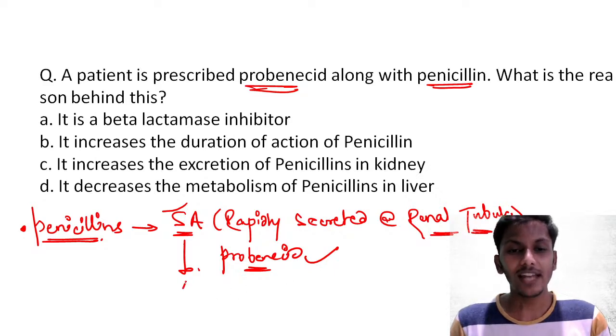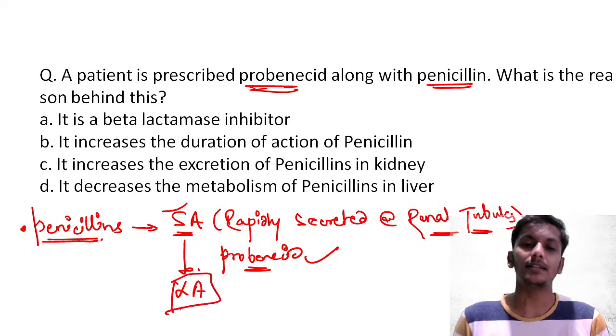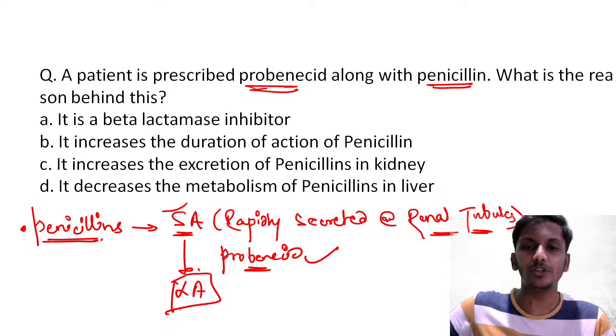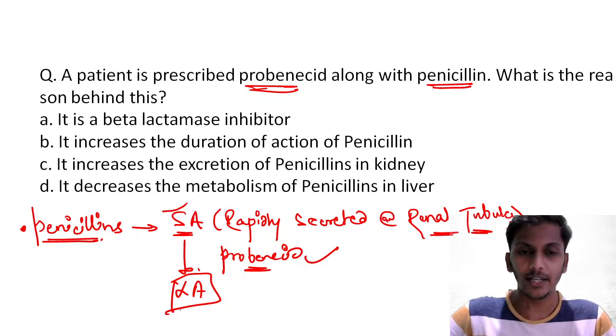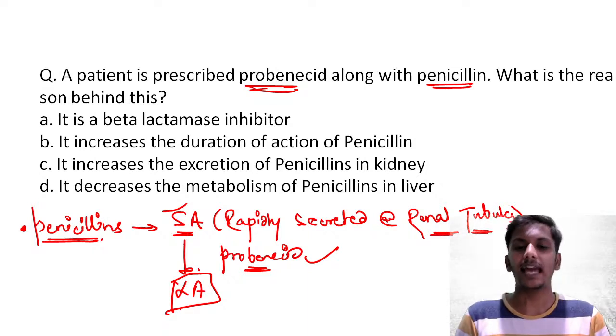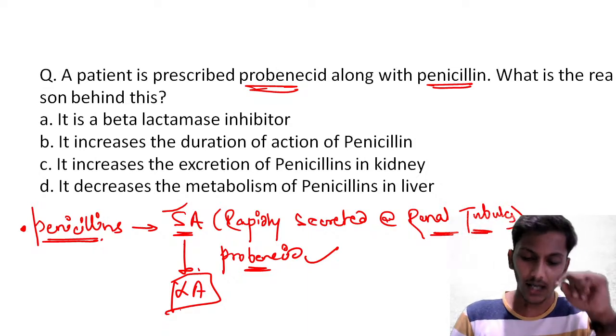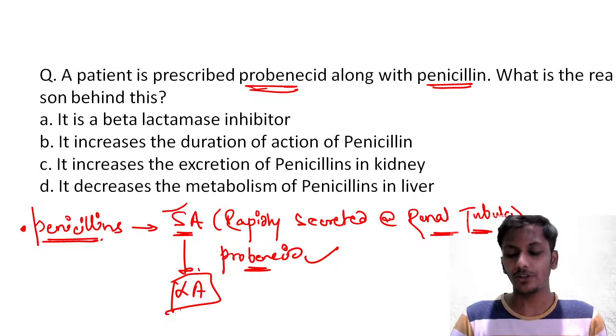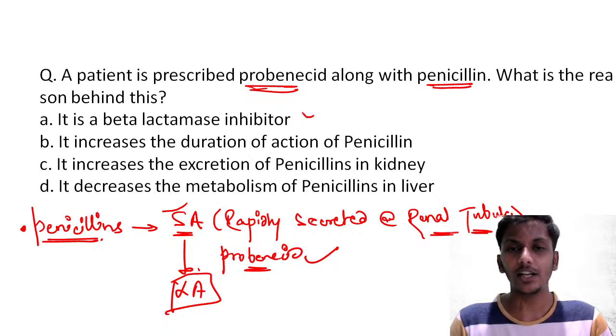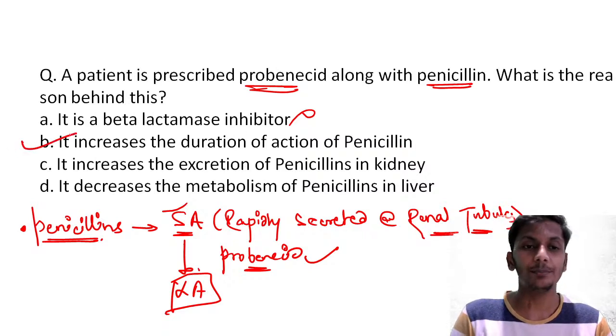Okay, so when we give probenecid along with penicillins, probenecid keeps the renal tubules busy, therefore penicillin is not excreted or secreted out of the body, and therefore penicillins can have a longer duration of action inside the body. I hope this is very much clear now. And what is the answer? Let's see. Option A, it is a beta lactamase inhibitor. No. It increases the duration of action of penicillin. Yes. Option B is the right answer.